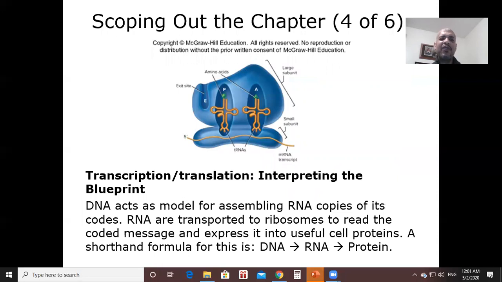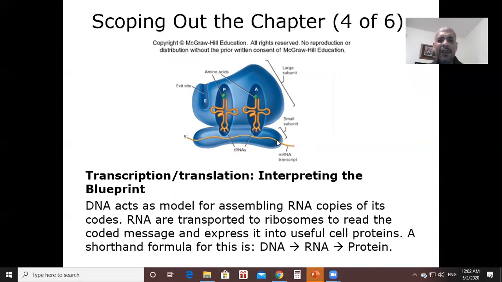Then we're going to talk about transcription and translation. That's interpreting the blueprint that the DNA holds. So DNA acts as a model for assembling RNA copies of its codes. So the RNA are transported to ribosomes to read the coded message and express it as useful cell proteins. So shorthand for that is it goes from the DNA to the RNA to the protein.